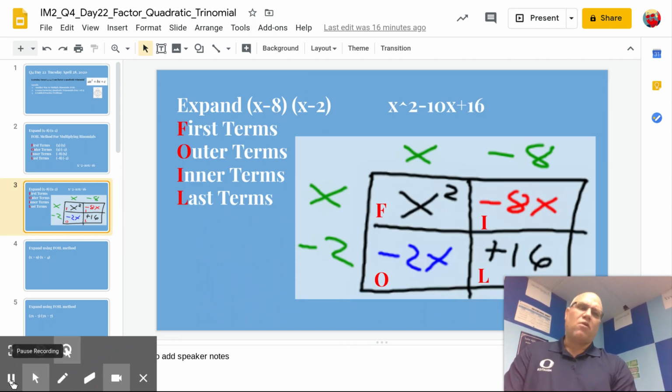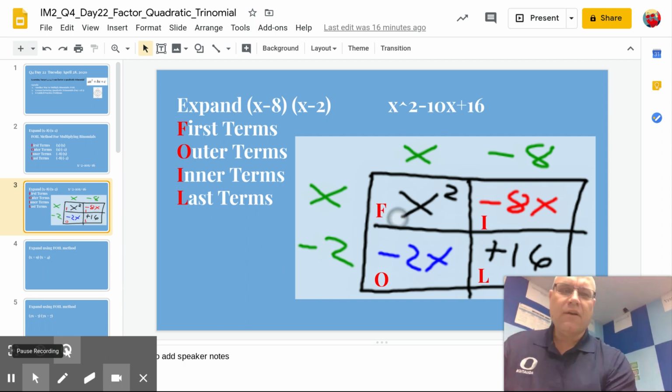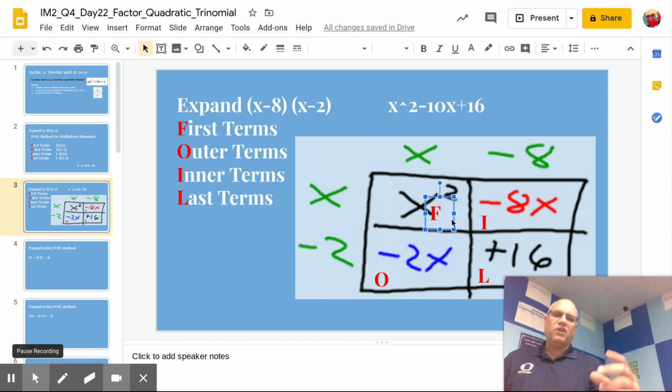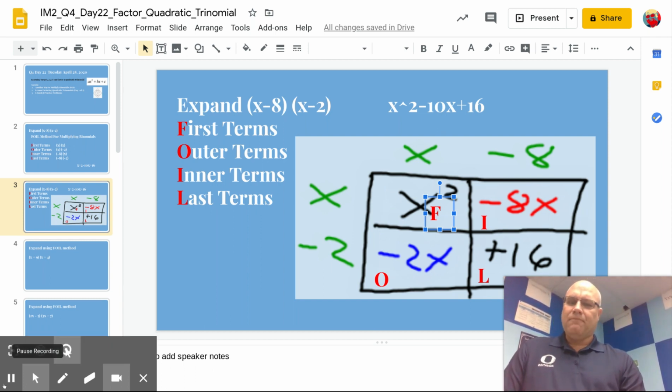Here's the same problem with the generic rectangle. I just want you to see it. It's what we were doing before, the generic rectangle, which I still want you to be able to do, but you can see where the first term shows up here with the x squared and the F. Then the outside term, the outer terms, is the negative 2x. The inner terms is the negative 8x, and the last terms are the 16. So generic rectangle is just another way of organizing the multiplication process.